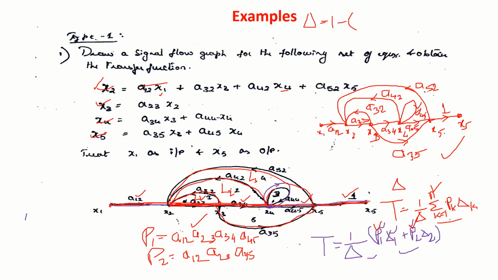Start here, go like this and come back. Say loop 4. Start here like this, follow this path, come back like this. That is loop 5. Okay, we do not have any more loops. I have identified all these things. So it is L1, L2, L3, L4 and L5.